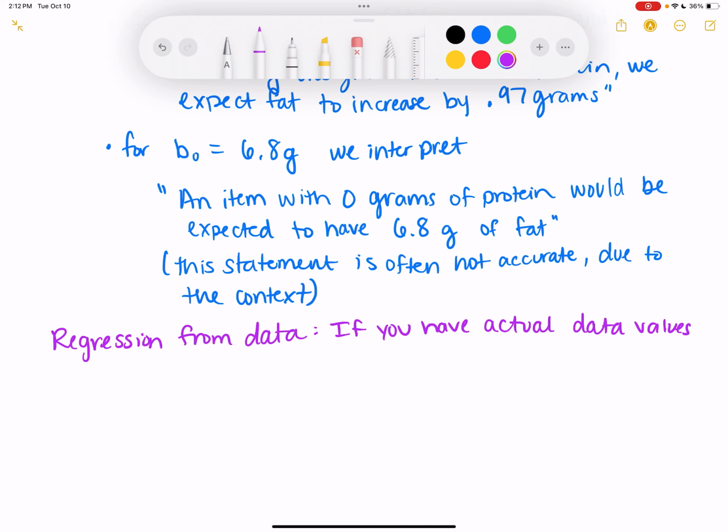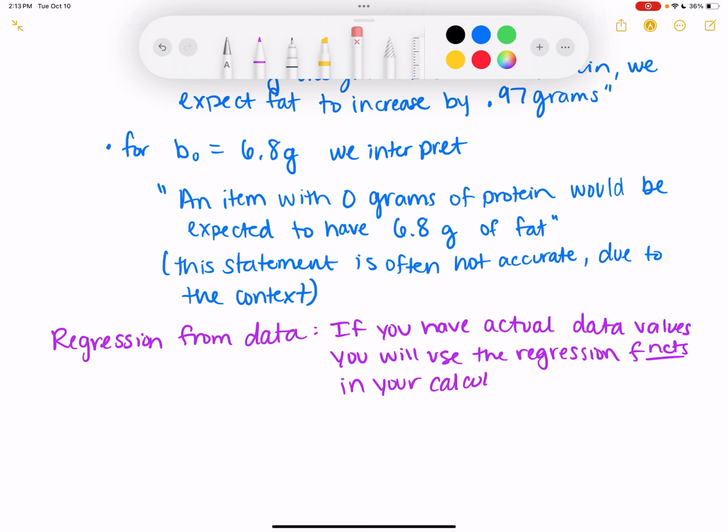Now, I'm going to leave room right here to draw a table, so I'm going to keep my words over here, but that's up to how you want to do it. You will use the regression functions in your calculator to complete the regression model.